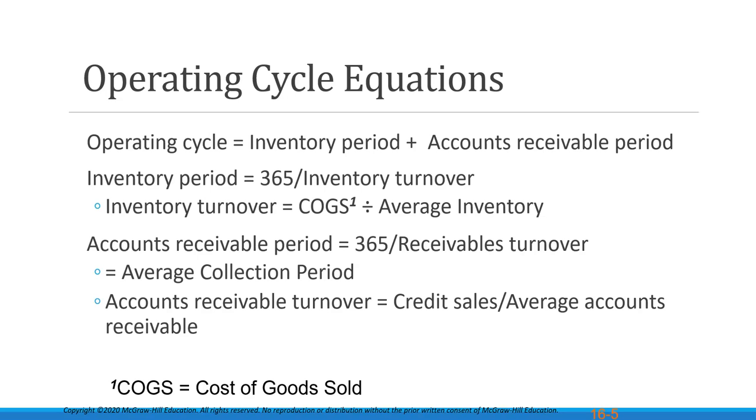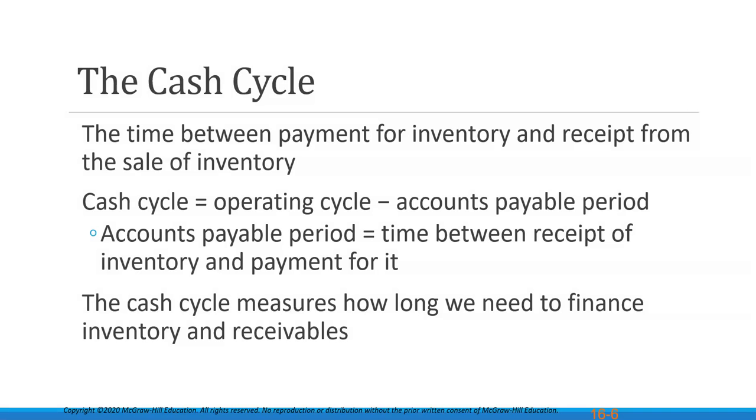In addition to the operating cycle, we also have what's called the cash cycle. The cash cycle is the time between when we pay for inventory and when we receive cash for the inventory, or the total operating cycle minus the accounts payable period. How long does it take from when we order inventory on credit until we pay off that liability? The cash cycle measures how long we need to finance inventory and receivables.